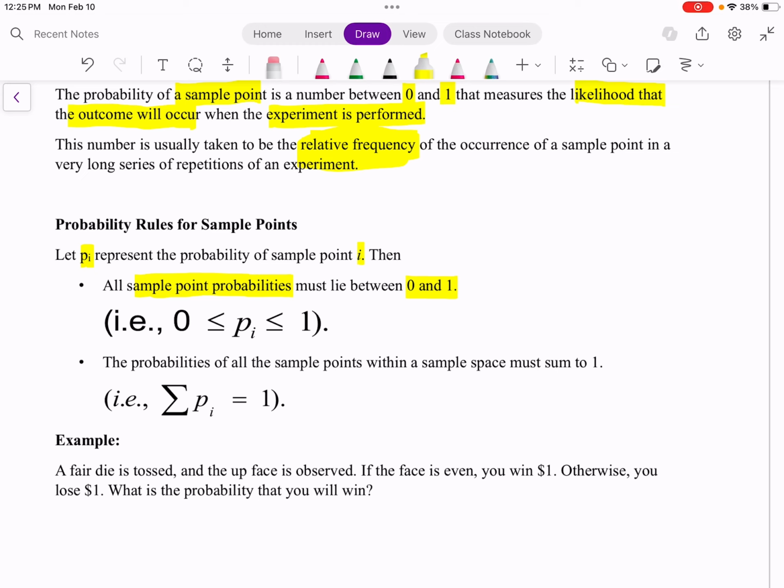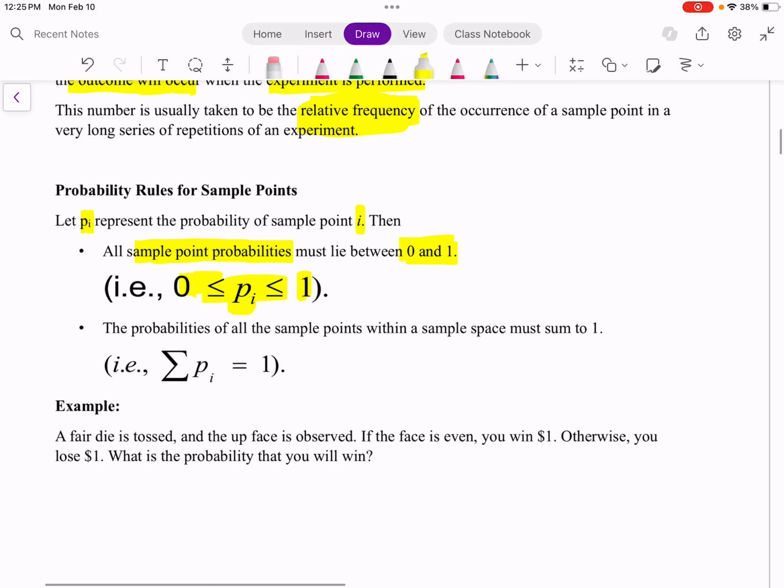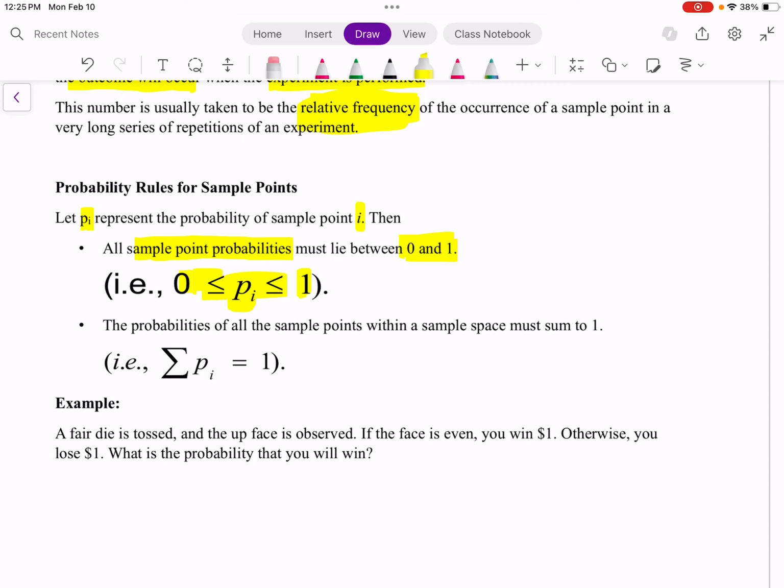We have a sample point and we are trying to find the likelihood of getting that sample point when we do an experiment. When you calculate the probability of that sample point, it must be between 0 and 1. So Pi can be equal to 0, it can be equal to 1, and it has to be between 0 and 1. The next rule is that the probabilities of all the sample points within a sample space must sum to 1. When we have an experiment, we don't get just one sample point. We might have 2 or 6, always more than one. For each sample point, the probability is between 0 and 1.